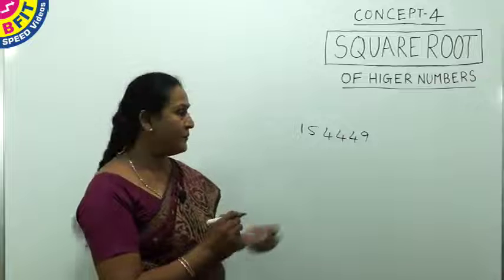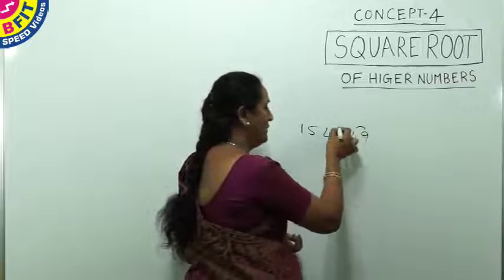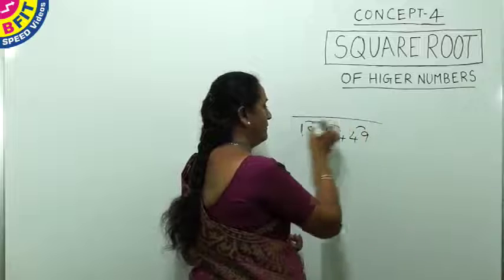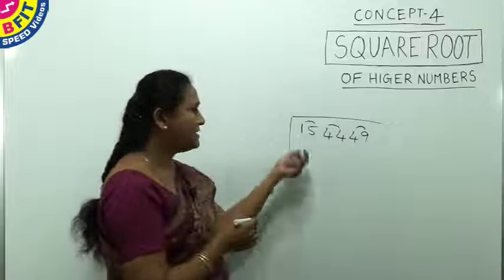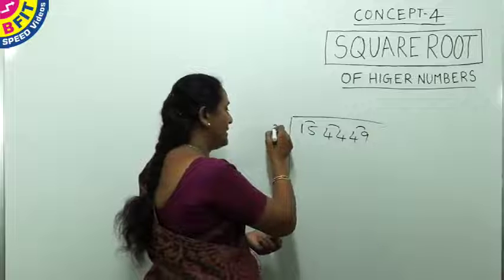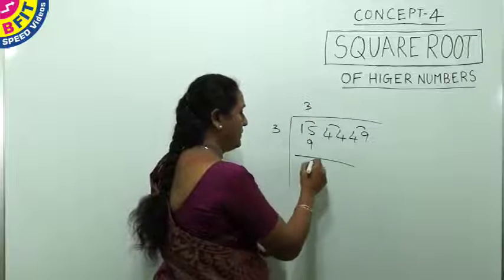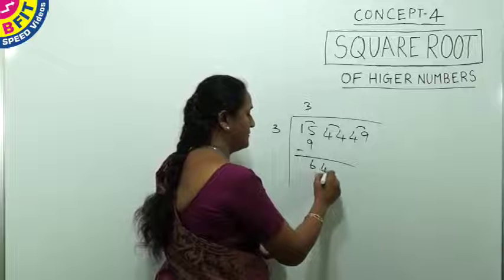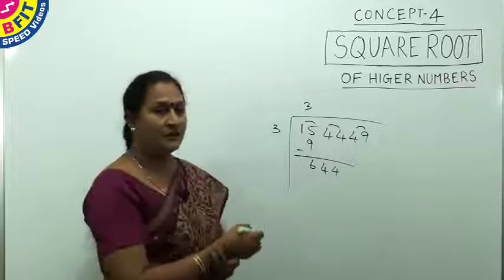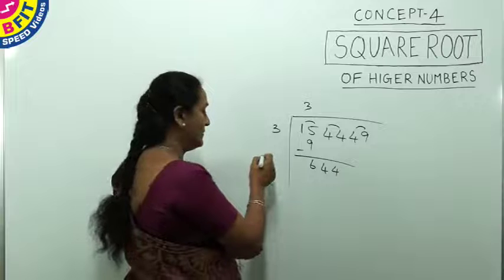And what is the first step to find the square root? Pair the numbers from right to left and check what square number is contained in 15. So it is 9. So 3 into 3, 9. So the difference is 6. So bring the second pair down. Now double this number.